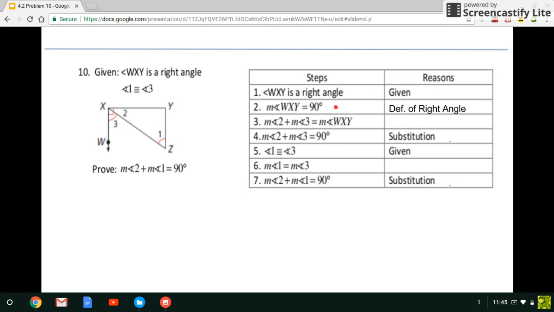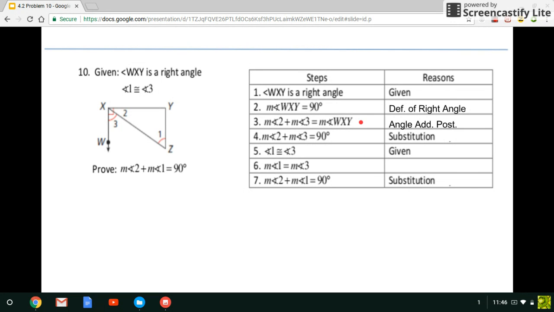Okay, so taking a look at our next step, it says that angle 2 plus angle 3 is equal to WXY. So if we look at this over here, we've got WXY. So that's the big angle. And we're saying that angle 2 plus angle 3 equals our big angle WXY. So what postulate tells us that we can add up two adjacent angles to get the big overall angle? Well, that would be the angle addition postulate. It's number 5 on your list of vocab terms for this unit. So that's going to be the angle addition postulate right here for our reason for number 3.